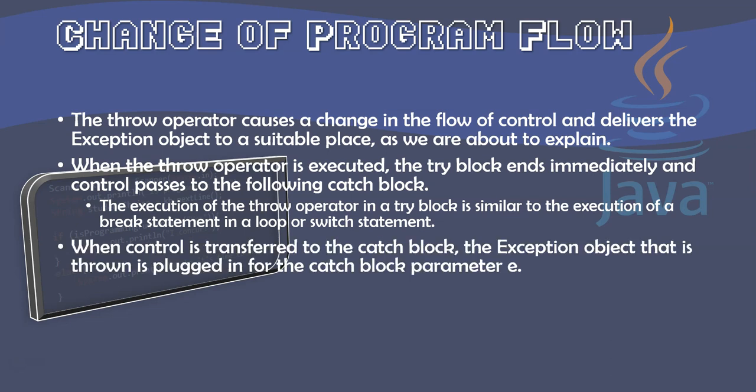Now, when control is transferred to the catch block, the exception object that is thrown is plugged in for that catch block parameter e that we typically have seen. So Exception e, it's going to plug that in and it's going to handle it.